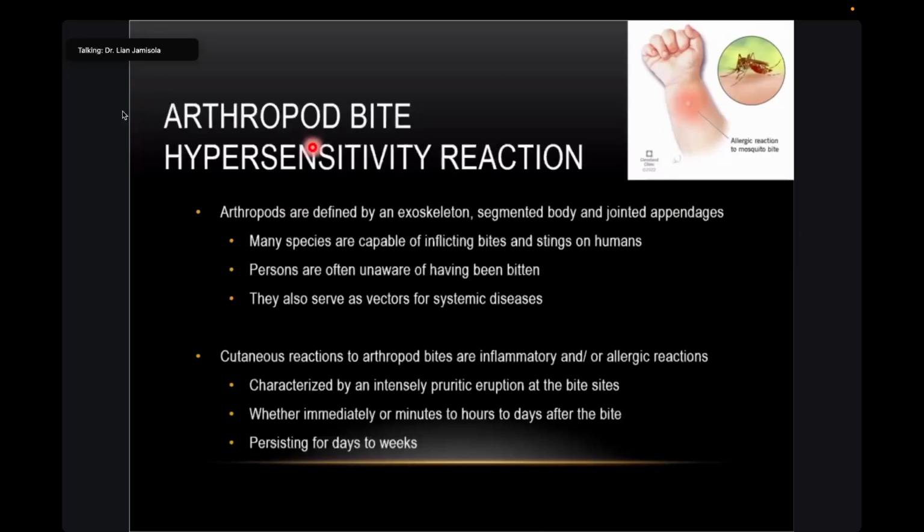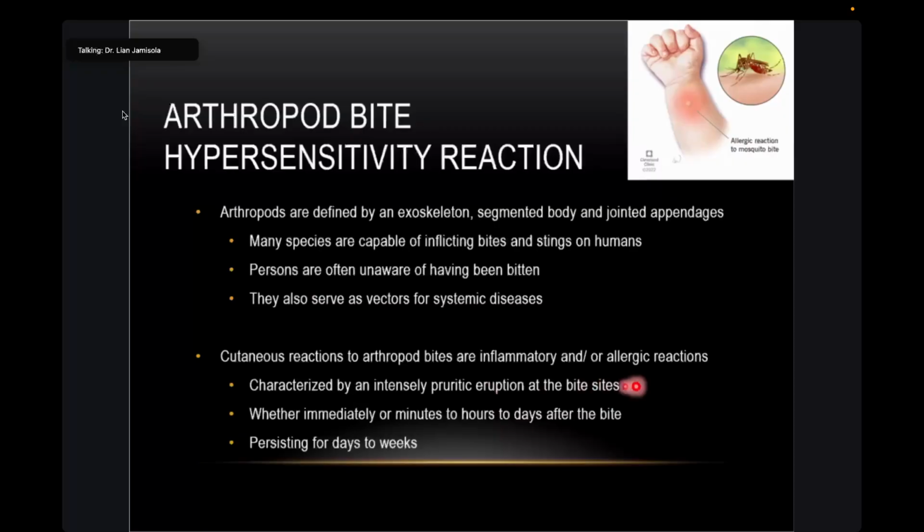Arthropod bite, meaning we cannot be very specific, no? There's no way for us actually to be sure which arthropod has bitten you. There may be some difference in characteristics, pero still we cannot be 100% sure. Okay, so arthropods are defined by an exoskeleton, segmented body, and jointed appendages. And many species are capable of inflicting bites and stings on humans. And we people are usually unaware of having been bitten.